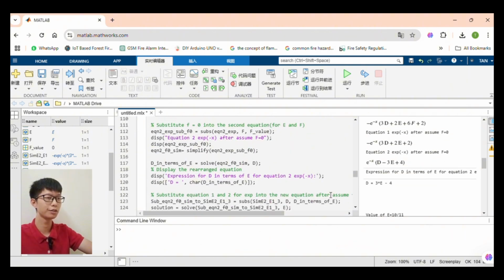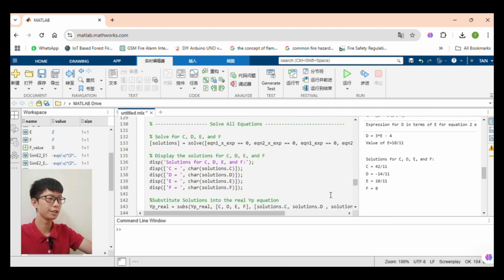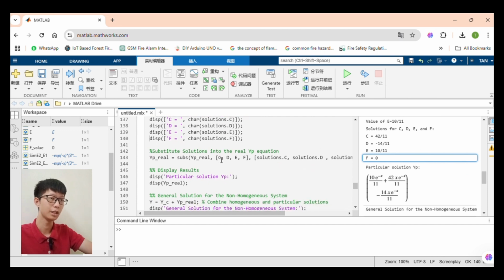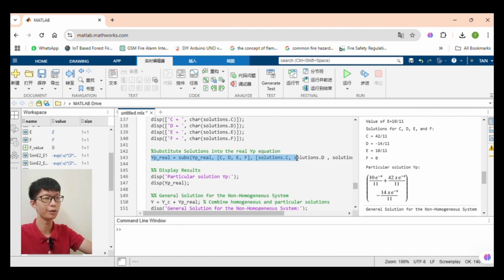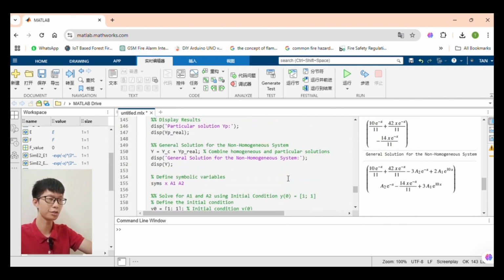After substituting, we find C, D, E, F. Since F is assumed to be 0, we get the other values C, D, E. After that, we substitute the unknowns C, D, E, F with their values back into the particular integral YP. Then we find the general solution Y, which is Y equal to YC plus YP, the general solution, before separating.